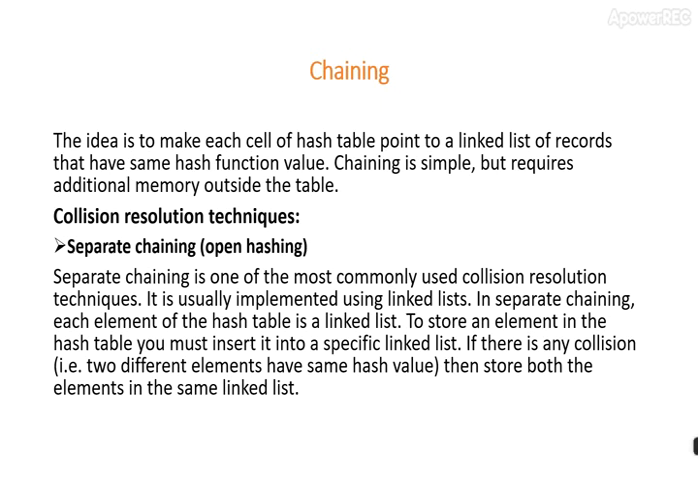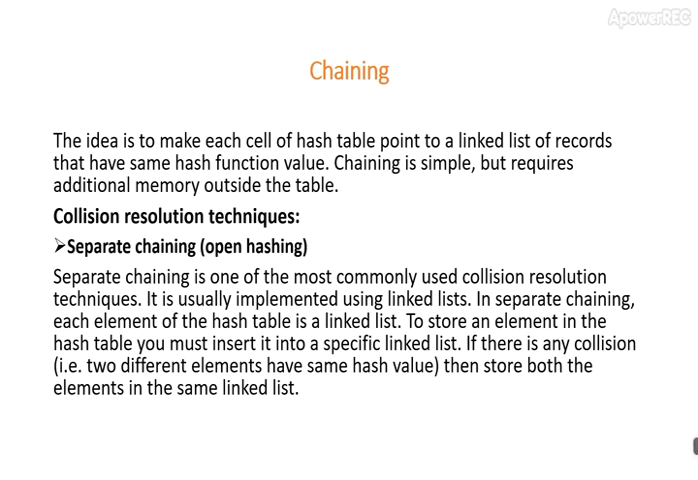So what is chaining? Our idea is to make each cell of the hash table point to a linked list of records that have the same hash function value. Chaining is simple but requires additional memory outside the table. So how to handle collisions? There are mainly two methods to handle collision.